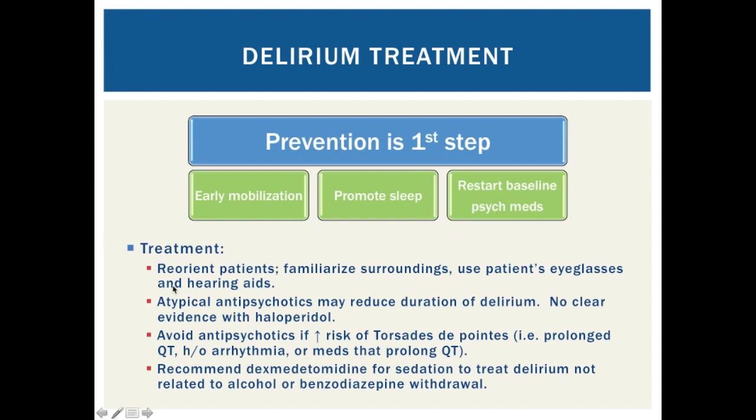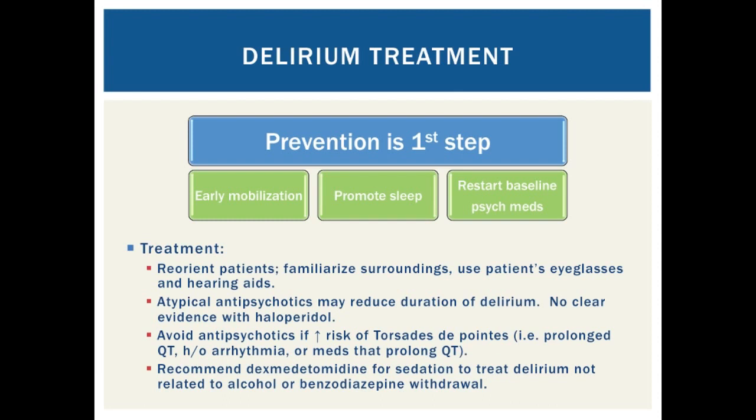For the treatment, like we just said, the first thing you're going to want to do is reorient the patients. Familiar surroundings, make sure you have hearing aids, glasses on, even dentures if they can do that. Atypical antipsychotics may reduce the duration of delirium. It's not really clear that Haldol does that, so we use Haldol a lot for delirium, but the evidence is not super rock solid. You definitely want to avoid antipsychotics if there's a risk for torsades.